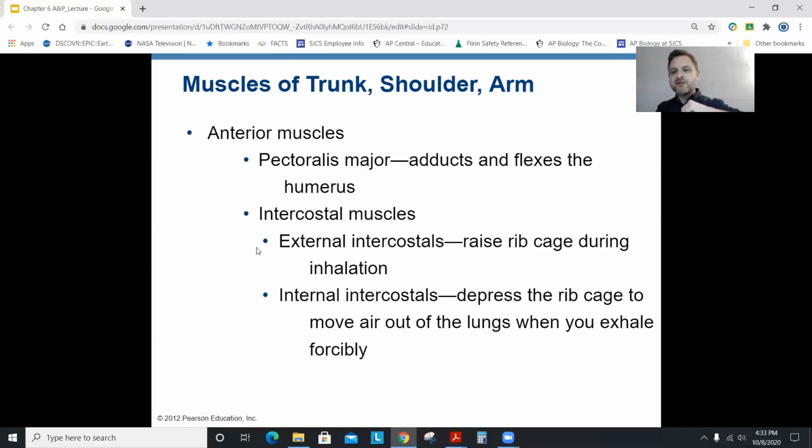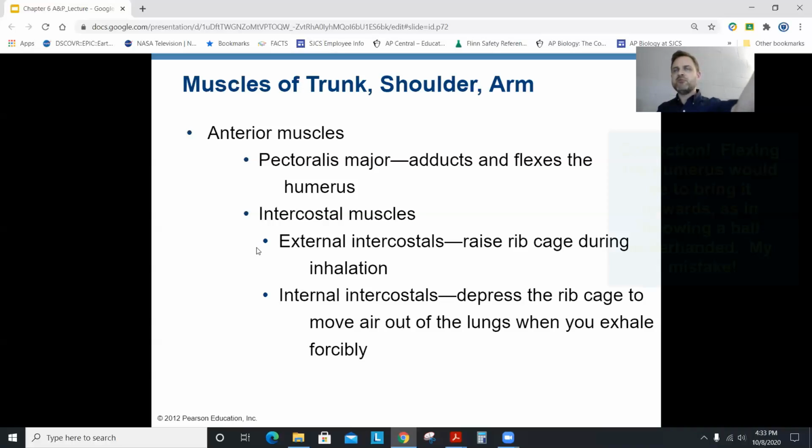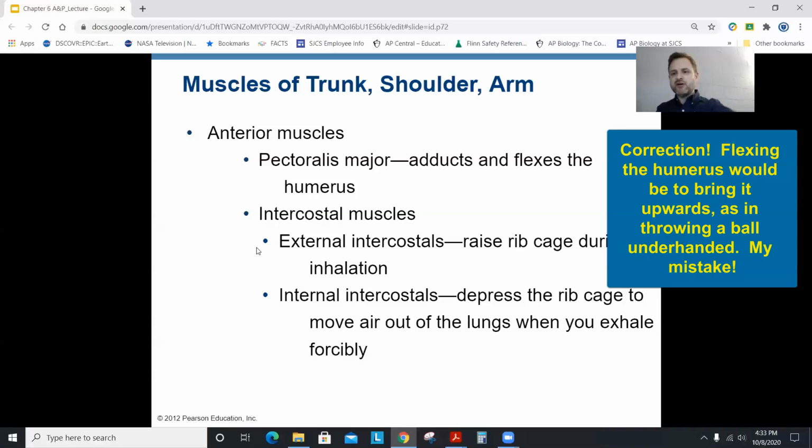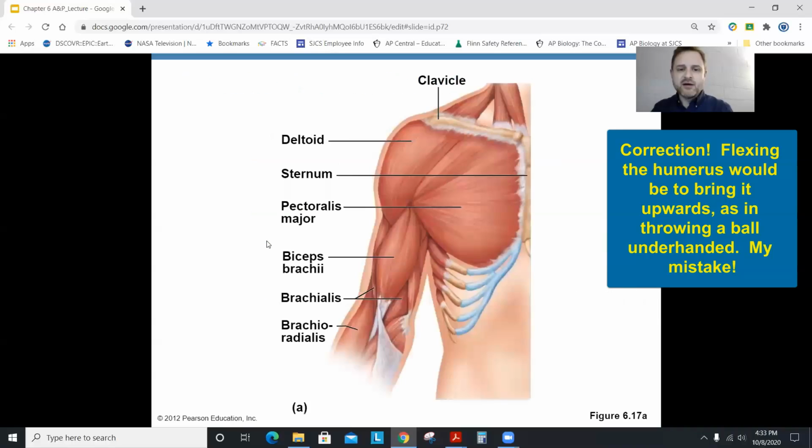So put your hand on your pecs and bring your arm down, and you can feel that's adducting the humerus. Flexing the humerus would be doing this. No, flexing the humerus would be bringing it down. And you can feel that muscle is contracting. Your pectoralis major, again, are right here. Most people are familiar with pecs.